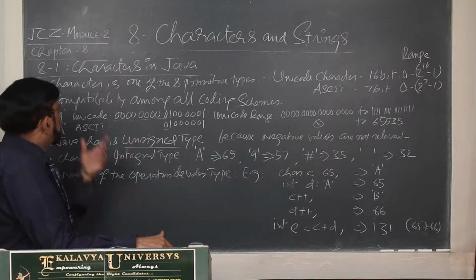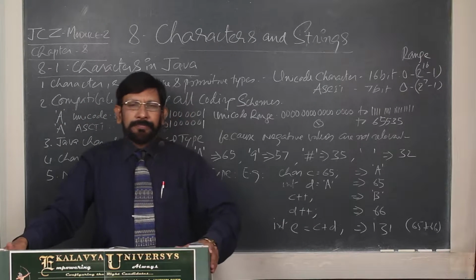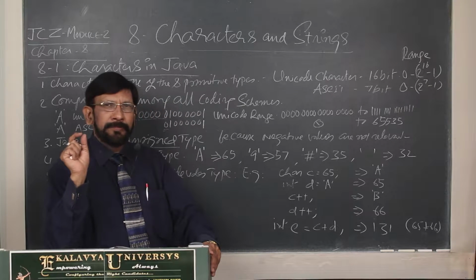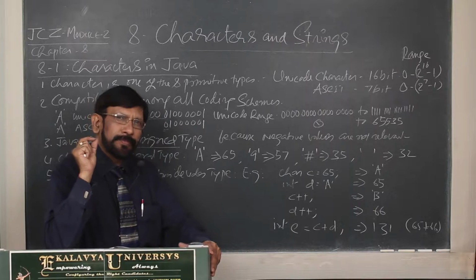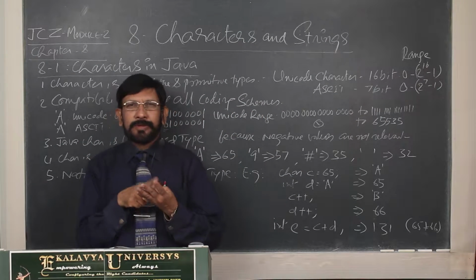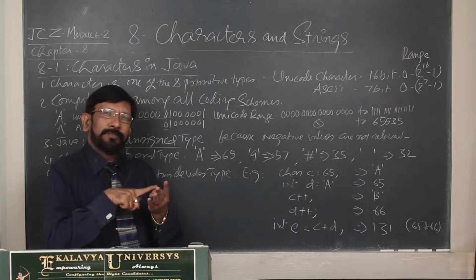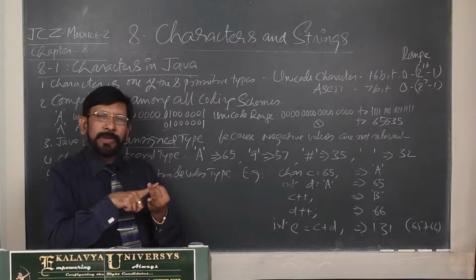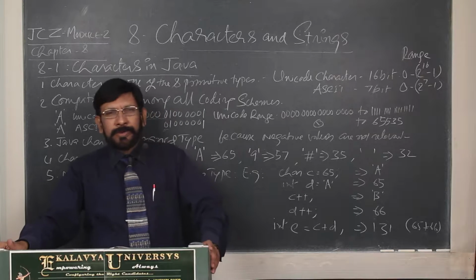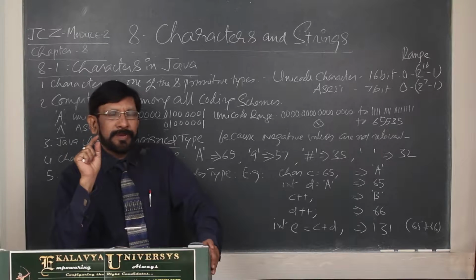In this, the first concept, 8.1, characters in Java. As you know, character is one of the 8 primitive types in Java. The 8 primitive types are byte, short, int, long, float, double, boolean, and character. The character primitive type is represented by the Java keyword char.